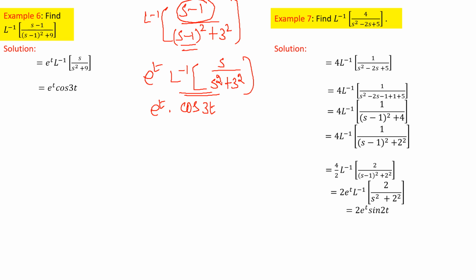Question number 7, L inverse of 4 divided by s power 2 minus 2s plus 5. So in step number 1, let me take this constant outside from L inverse.